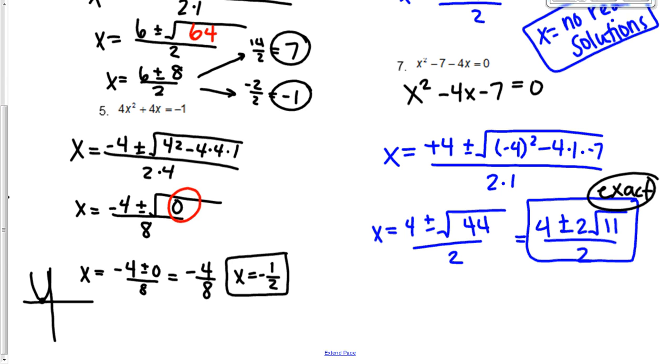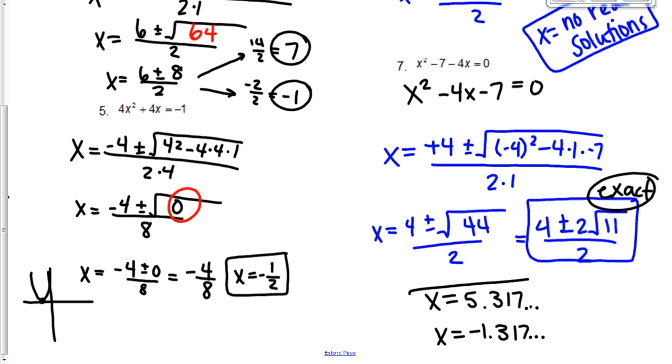If we had an estimated answer, that means you would type it into your calculator and actually get 2 different decimals. So, for example, you get 5.317, which goes on, but we just rounded it off. That's if you do 4 plus 2 root 11 over 2. Or you might get x equals negative 1.317 with a couple extra numbers on the end. And that's if you do 4 minus 2 root 11.